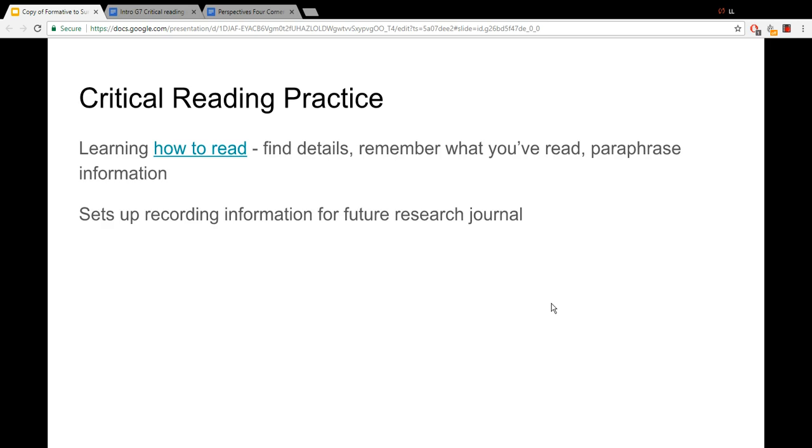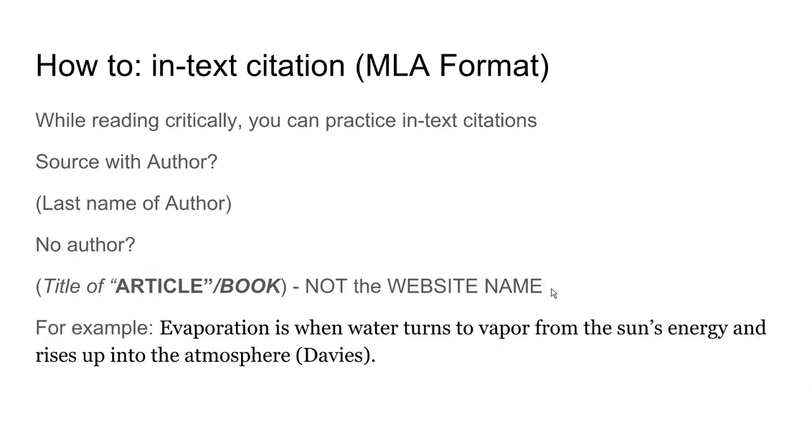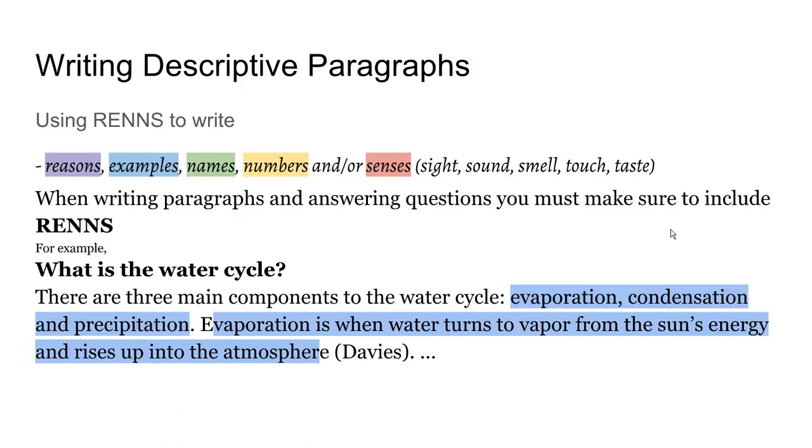Students then moved on to learning how to do in-text citations. So this was particularly useful as they were reading because they could quickly identify an author or a title and practice doing in-text citations as they were summarizing.